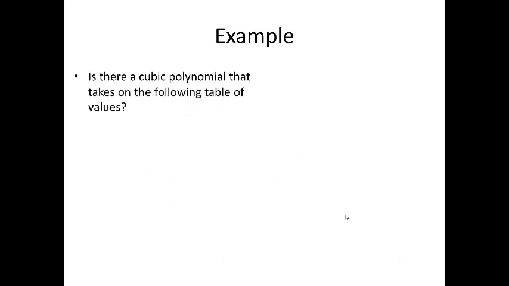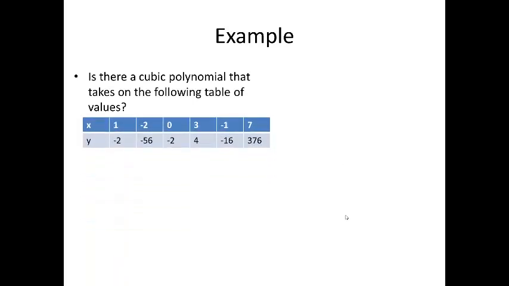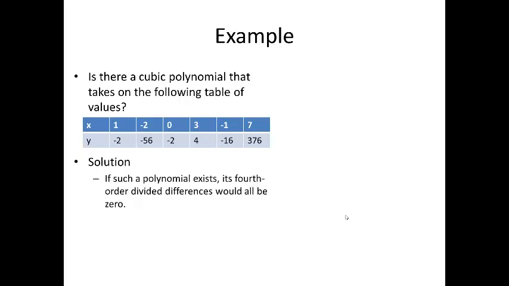Let's take a look at an example of how this can actually help us out. We can start with, is there a cubic polynomial that takes on the following table of values? Well, start with a solution, and we remember the solution from section 4.1. So the corollary on the previous slide tells us if such a polynomial exists, its fourth order divided differences would all be 0. So what can we do?